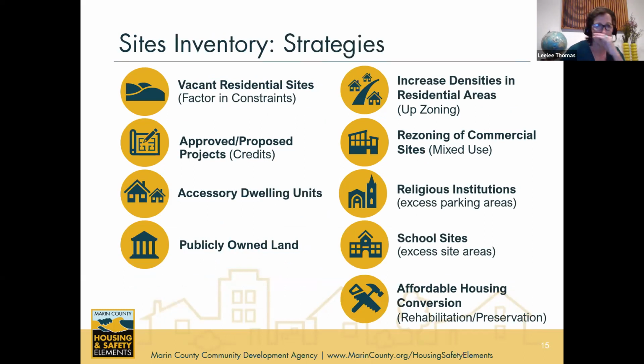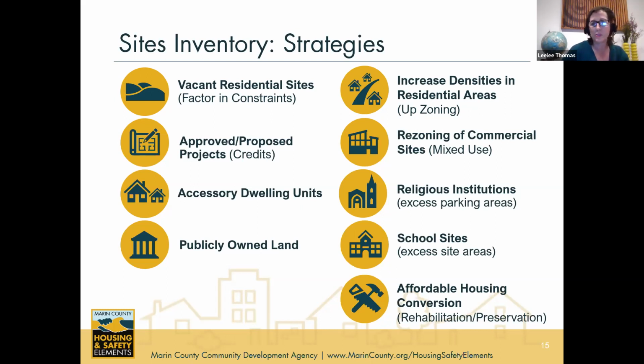So to start with the sites inventory, we did an analysis where we started with more sites than we needed, and in some cases more units proposed on each of those sites in order to provide choice and flexibility. And the list that we'll show you later is not a proposed list. It's simply outlining all of the possibilities so that we can have that discussion. So we used a variety of strategies as identified here on the slide.